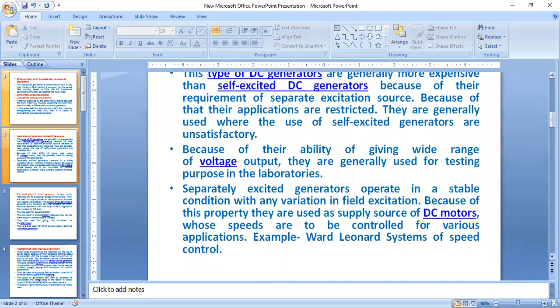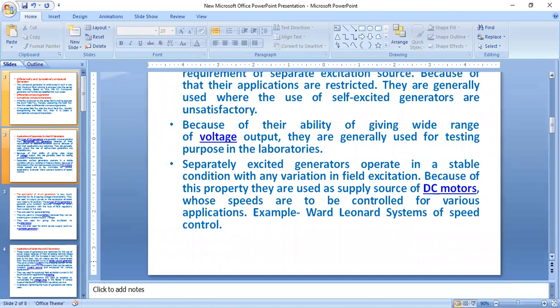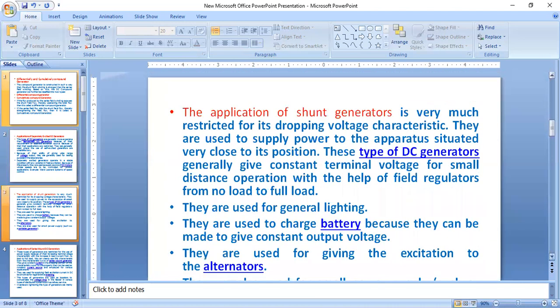Because of their ability of giving a wide range of voltage output, they are generally used for testing purposes in the laboratories. Separately excited generators operate in a stable condition with any variation in field excitation. Because of this property, they are used as supply source of DC motors, whose speeds are to be controlled for various applications. Example, Ward-Leonard system of speed control.